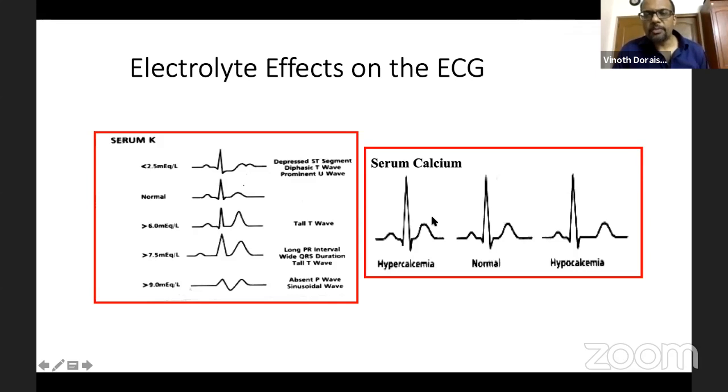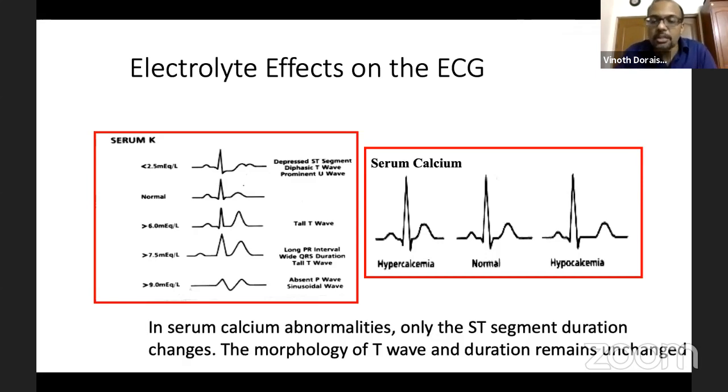Coming to serum calcium. Hypercalcemia and hypocalcemia usually affect the ST segment or the QT interval. Hypercalcemia will cause a short QT interval and hypocalcemia will cause a long QT interval. But the difference between hypocalcemia and prolonged QT syndrome is that hypocalcemia will only affect the ST segment. It will not alter either the morphology or the duration of the T wave. But prolonged QT syndrome will alter the duration of the T wave or it will alter the morphology.